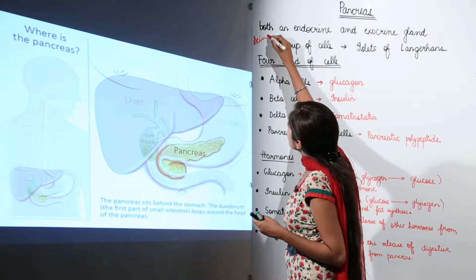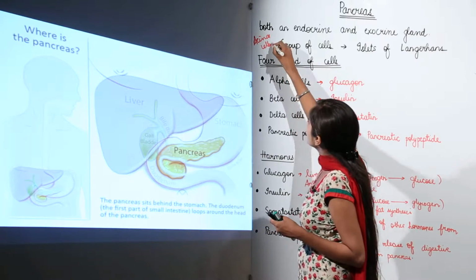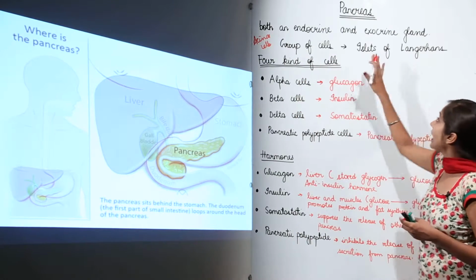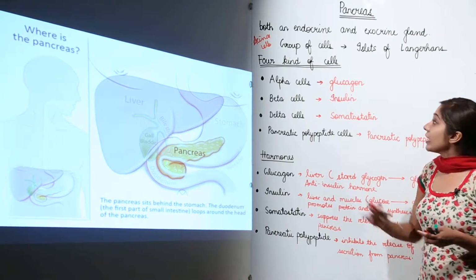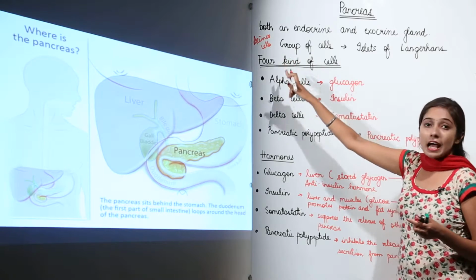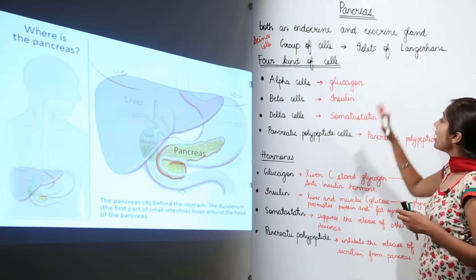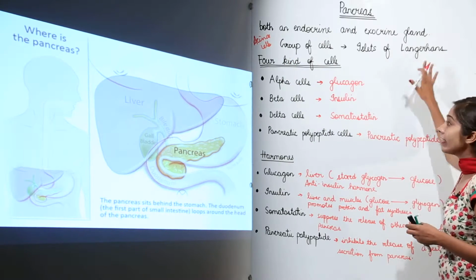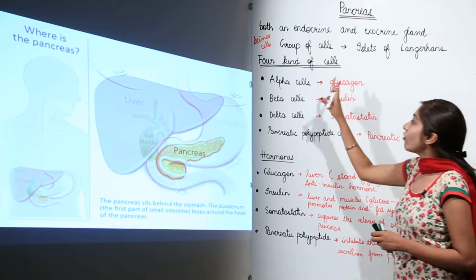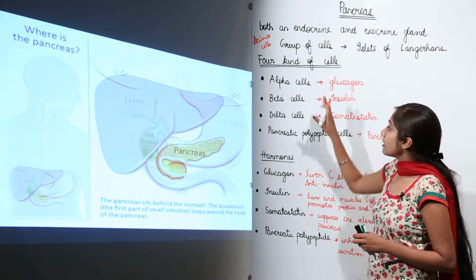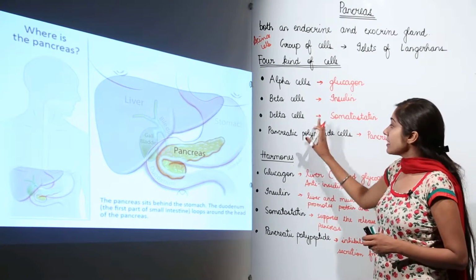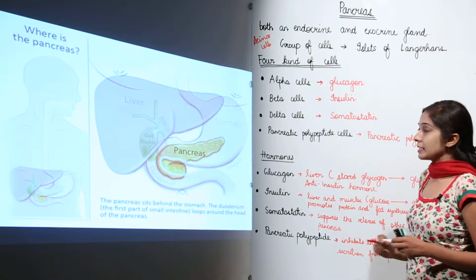Besides these acinar cells, we have another group of cells that we call the islets of Langerhans. Now there are basically four kinds of cells in them: alpha cells, beta cells, delta cells and pancreatic polypeptide cells.